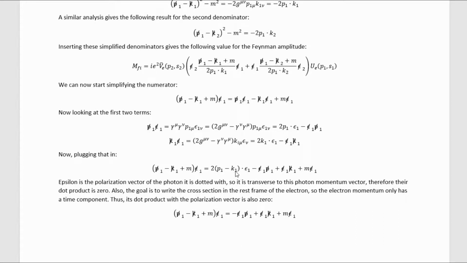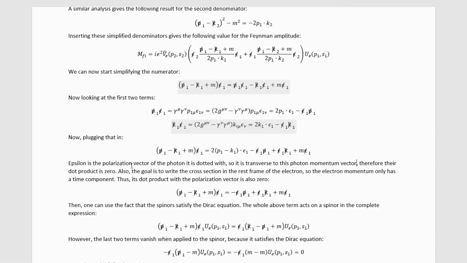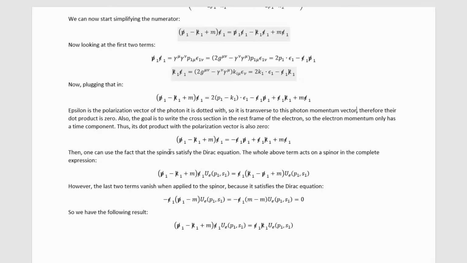Then we can actually prove that this dot product equals 0. Epsilon is the polarization vector of the photon it is dotted with, so it is transverse to this photon momentum vector, therefore their dot product is 0. Also, the goal is to write the cross-section in the rest frame of the electron, so the electron momentum only has a time component, thus its dot product with the polarization vector is also 0, and we get this.